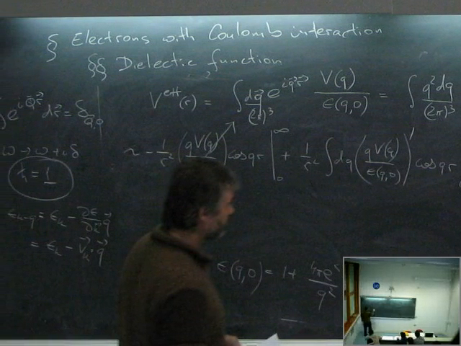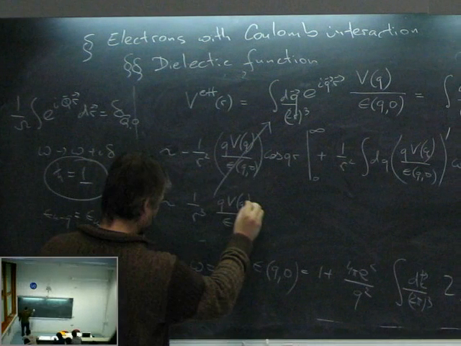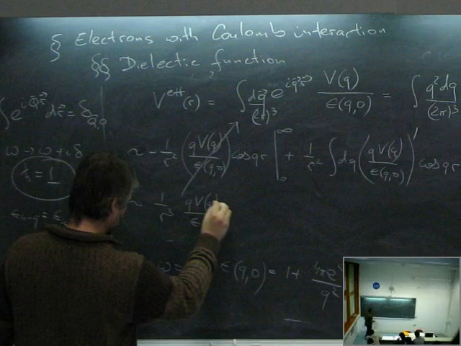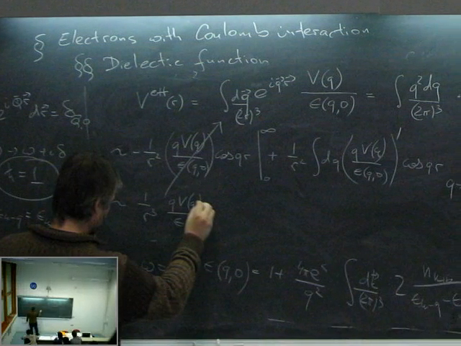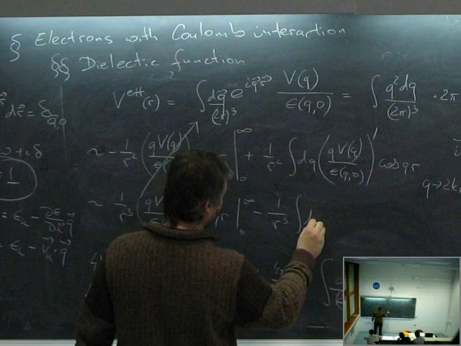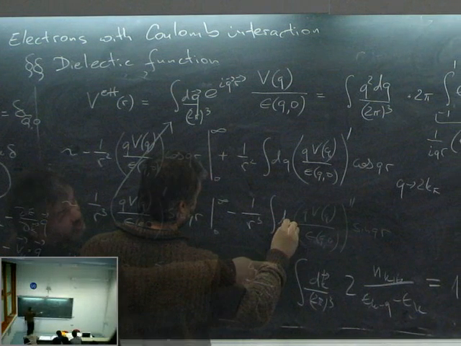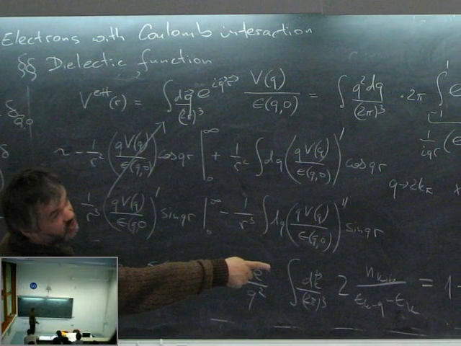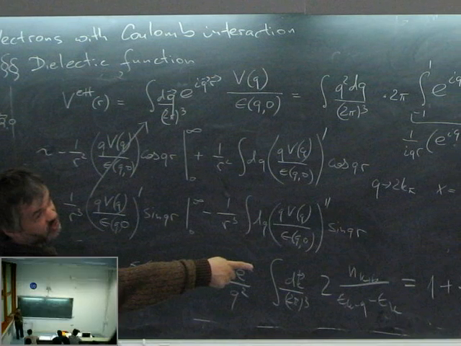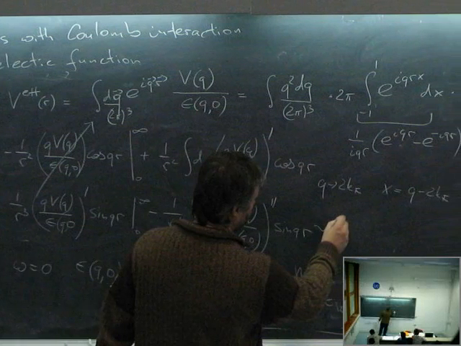So I will get 1 over r cubed q dq over epsilon mu 0 prime times sine qr from 0 to infinity minus 1 over r cubed integral over dq q dq over epsilon mu 0 double prime times... but you see here I already have something, because the second derivative of this term will be proportional to the second derivative of this dielectric constant, which gives me a pole. So at the end of the day I will get this Friedel oscillation, which will produce cosine 2kfr divided by r cubed.